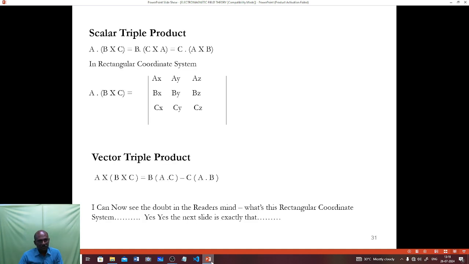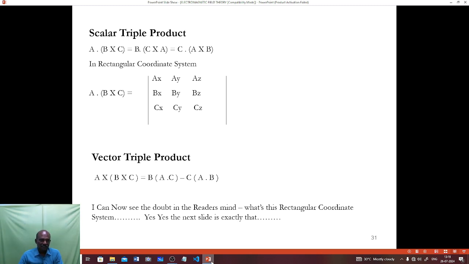Then the scalar triple product: A dot B cross C is equal to B dot C cross A and C dot A cross B. So A dot B cross C is a scalar triple product, having no direction, only magnitude, so we can call it a scalar triple product.